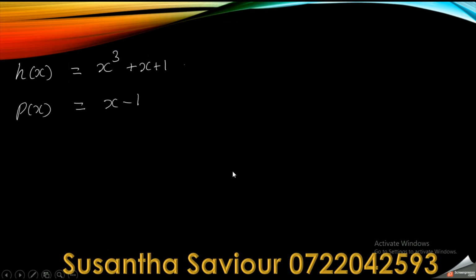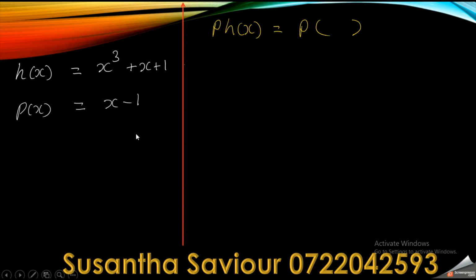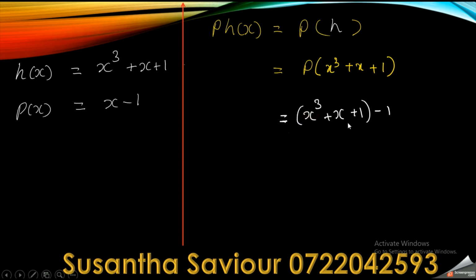Then phx. In the function p you apply hx, right? So this one is replaced by this one. So the final answer is, this plus 1 goes off with the minus 1, x cube plus x is the final answer.